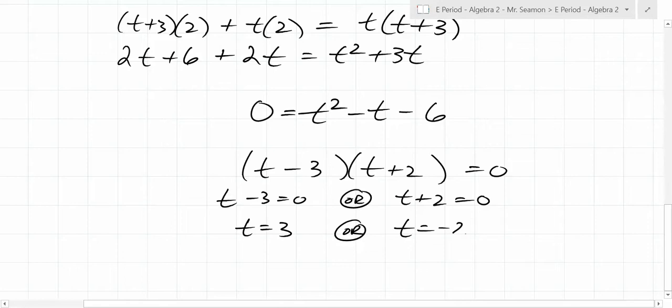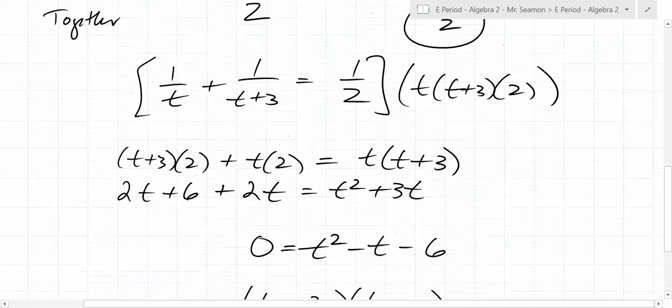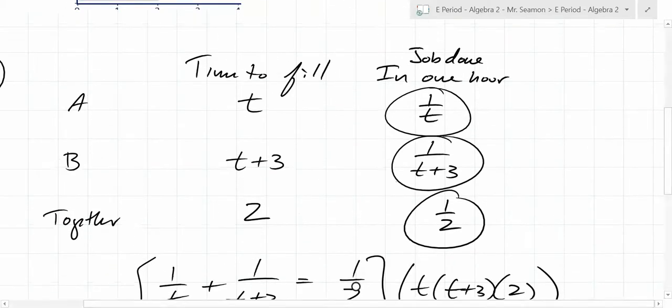So which one does it have to be? 3. Because it's time. So it's t equals 3. So the first pipe can do it in 3 hours, and the other pipe can do it in 6. There it is. Together they can do it in 2.